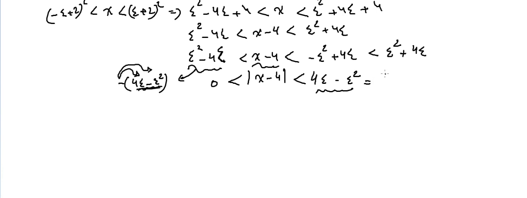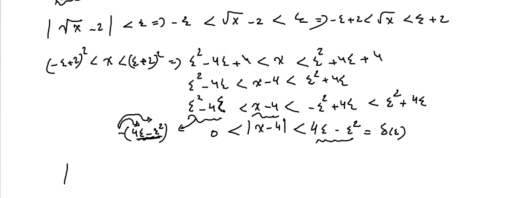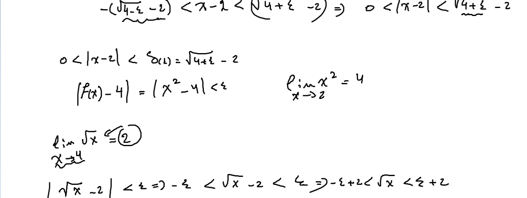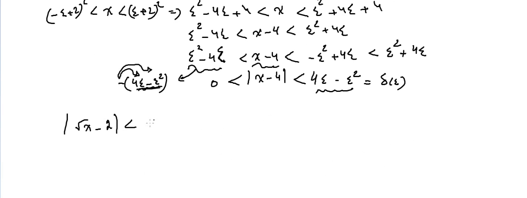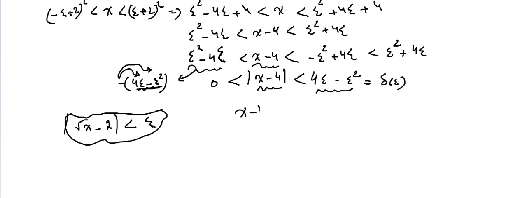This value is the delta we need to ensure that we have this definition, which is the absolute value of f of x, which is radical x, minus 2 is less than epsilon, like we did here. This is less than epsilon. This means we have x minus b in the absolute value.